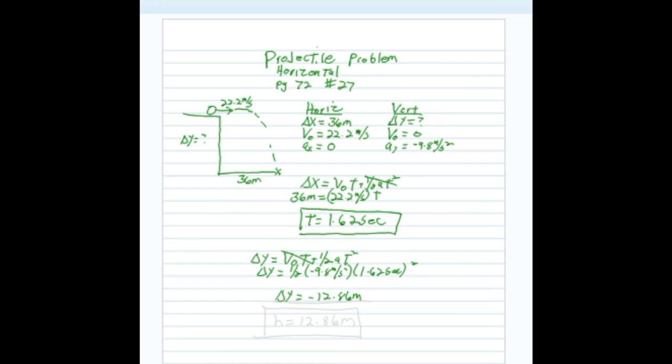So that's how far the object fell, okay, the ball. So instead of saying it's negative, we can call the height just the positive amount there at 12.86 meters high, because it fell 12.86 meters downward according to this. So here's our answer.